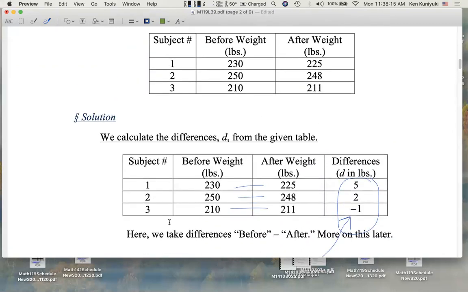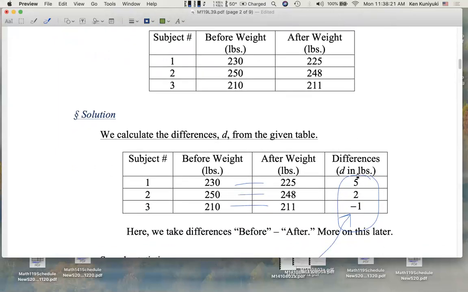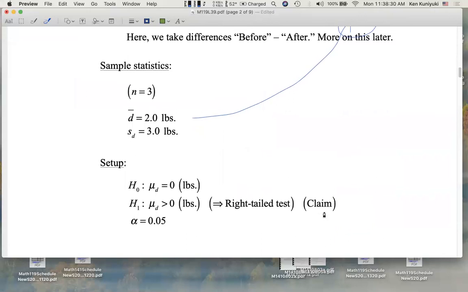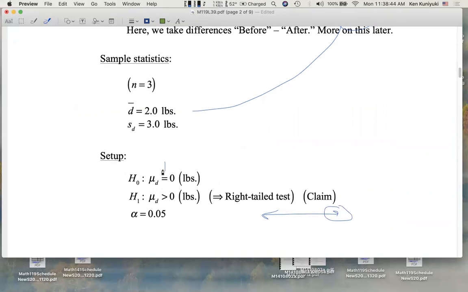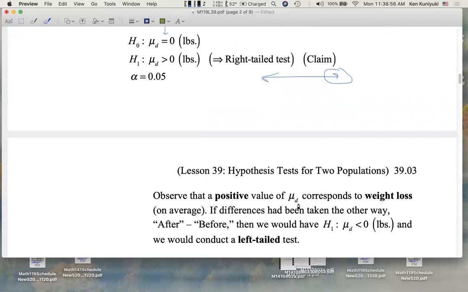The setup. Now, the claim is that participants will lose weight on average. A weight loss corresponds to a positive difference, if you go before minus after. So here, the claim is the alternative, which says that mu d will be greater than 0. It's a right-tailed test. Remember, we write the null as mu sub d equals 0, although it technically includes other cases as well. Alpha is 0.05.